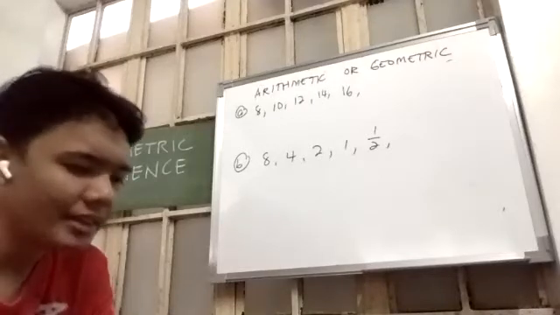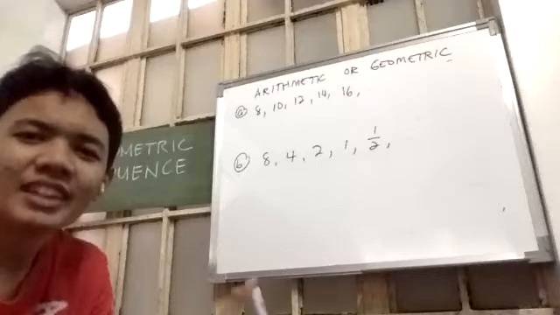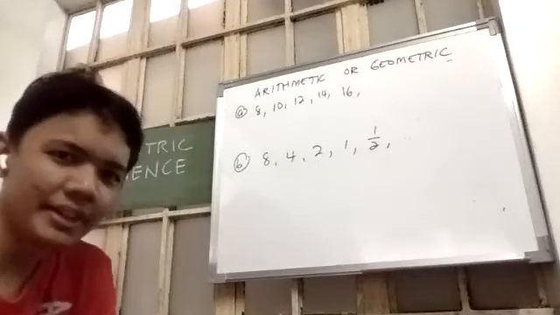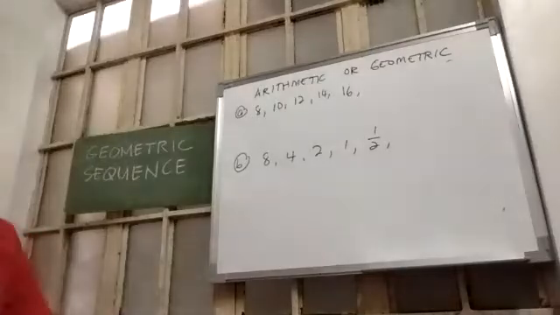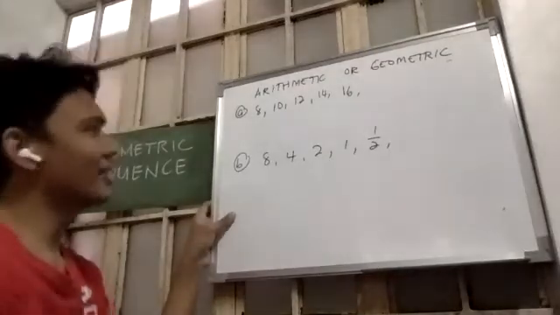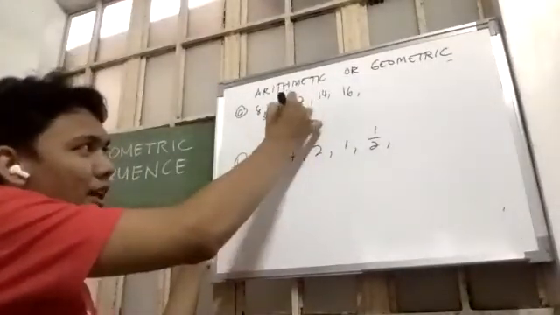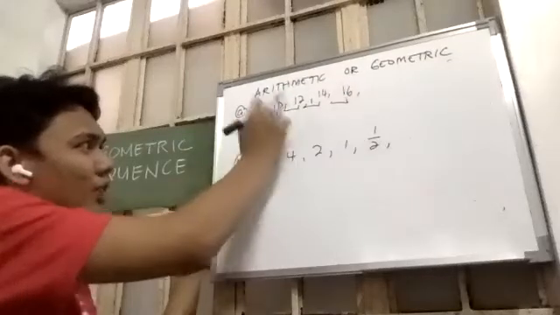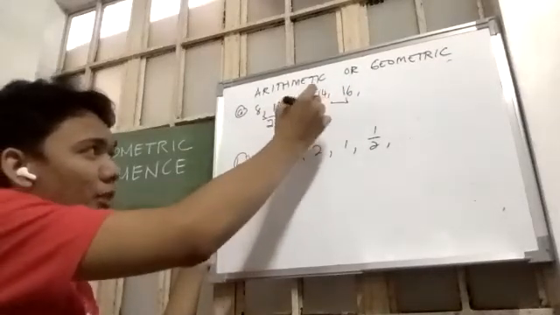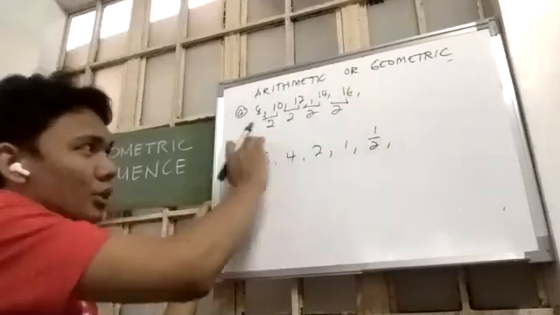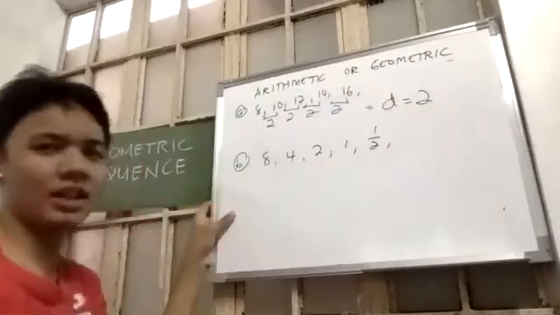Ano sagot sa number 1? Arithmetic po yung answer. Ay, letter A pala. So, paano natin siya malalaman? Subtract tayo. So, 10 minus 8 is 2. 12 minus 10 is 2. 14 minus 12 is 2. So, meron siyang common difference na 2. Therefore, it is an arithmetic.